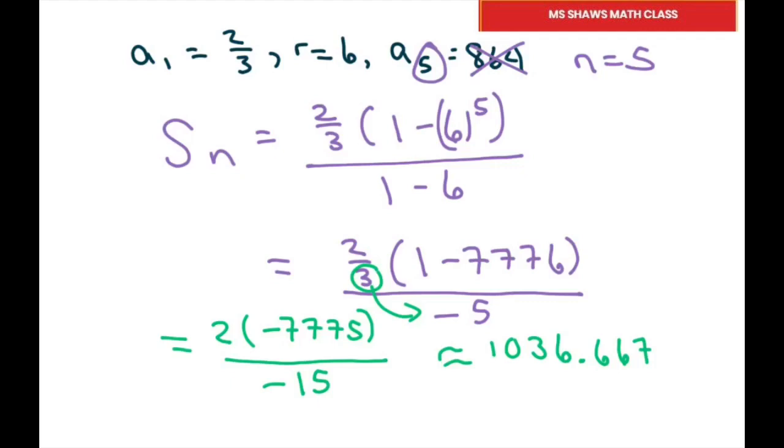And then let's see what happens here. If you do the exact value, that would be 3,110 divided by 3. So it depends on how they ask you for it. If they want exact value, you have to put it in fraction form. Approximate value would be in decimal form. And that's it.